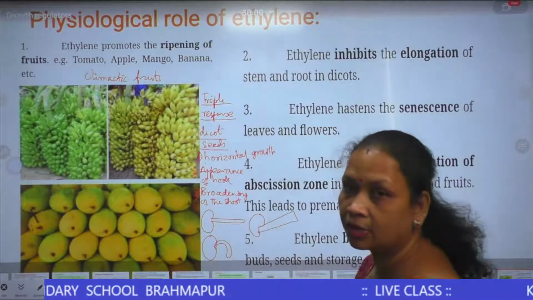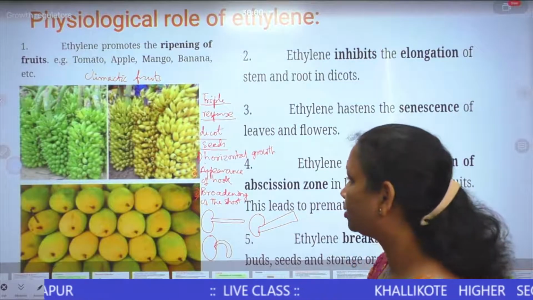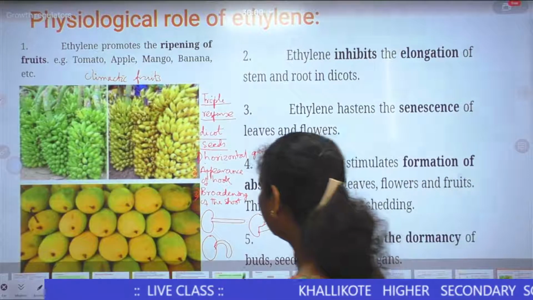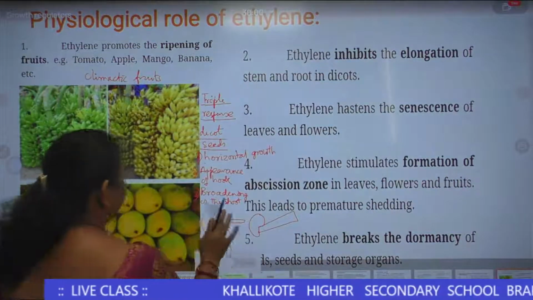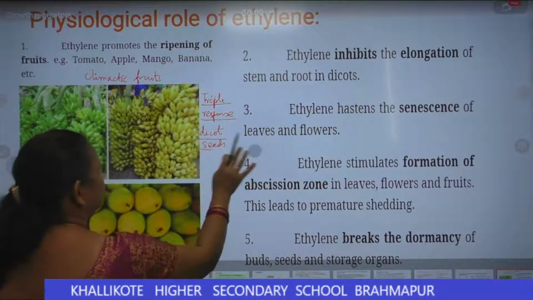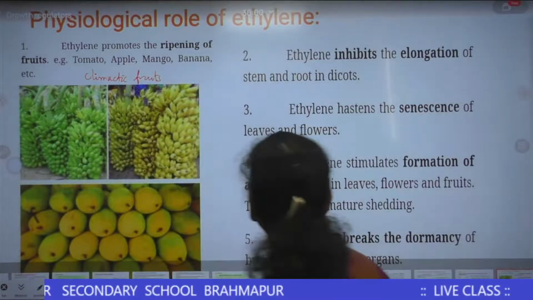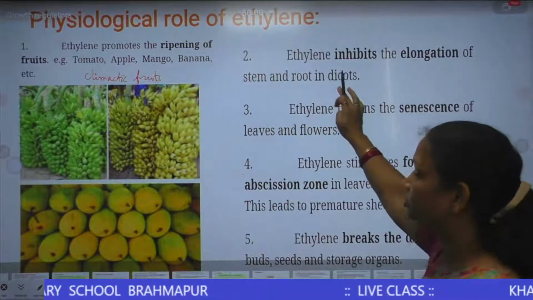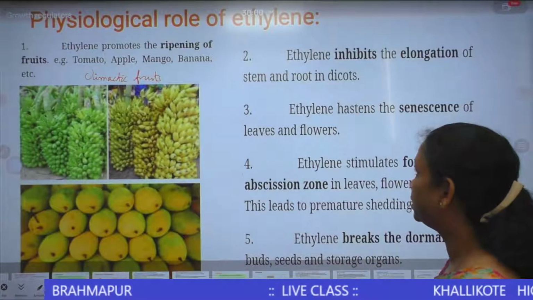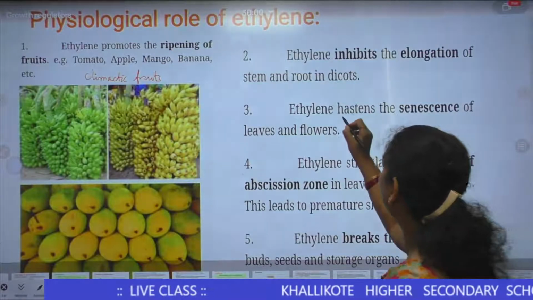So, you have the triple response activity. It can be horizontal growth, it can be appearance of a hook or the broadening of the shoot. This type of response of ethylene is commonly called the triple response, mainly seen in the dicot seeds. So, this is one important activity that you can go through even for ethylene.